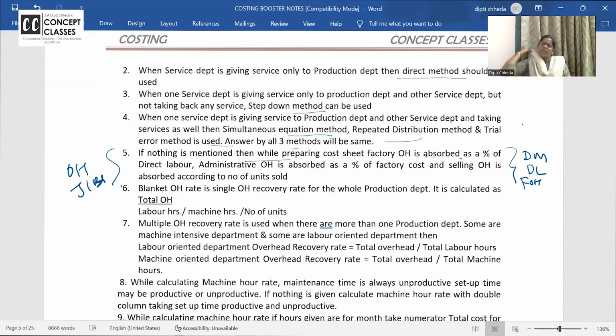Once you get the total overhead, allocation, apportion, reapportion, yes, now you have got the total overhead of production department divided by either labor hours, if it is labor intensive, machine hours, they'll give the denominator, or number of units to get the overhead recovery rate. Single overhead recovery rate is total overhead divided by this. Multiple overhead recoveries, one department is based on machine hours, another is labor hours or SSF, right?